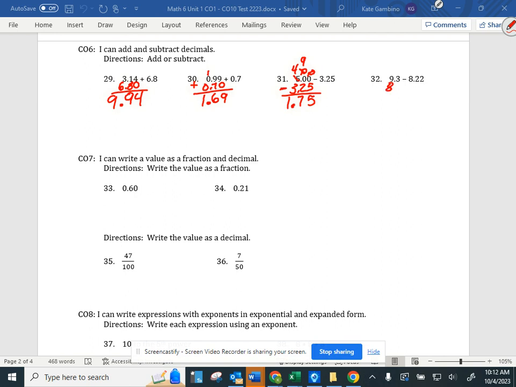Subtracting again over here, 9.3 minus 8.22. If I don't have a number there, I put in a 0. I cannot do 0 minus 2, so I have to borrow and turn that 0 into a 10. 10 minus 2 is 8. 2 minus 2 is 0. 9 minus 8 is 1. And I bring that decimal straight down.